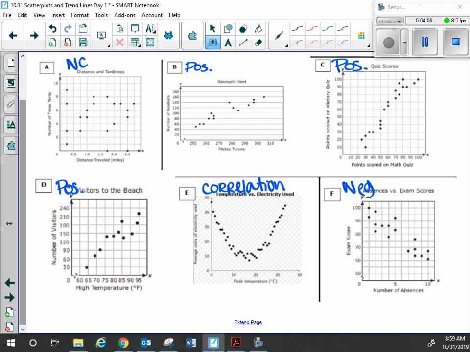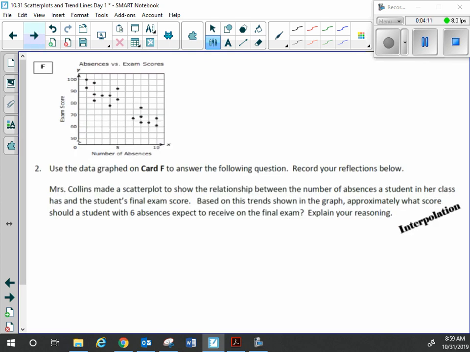Okay, so now let's really break these down. So we're going to look at, there's vocabulary words kind of stuck out to the side on your paper, right? So every kind of question that we take care of has a vocab word that goes along with it. So we're using card F, the absences and the exam score, for our first question. So use the data graph on card F to answer the following question. Mrs. Collins made a scatter plot to show the relationship between the number of absences a student in her class has had and the student's final exam score. Based on the trend shown in the graph, approximately what score should a student with 6 absences expect to receive on a final exam?